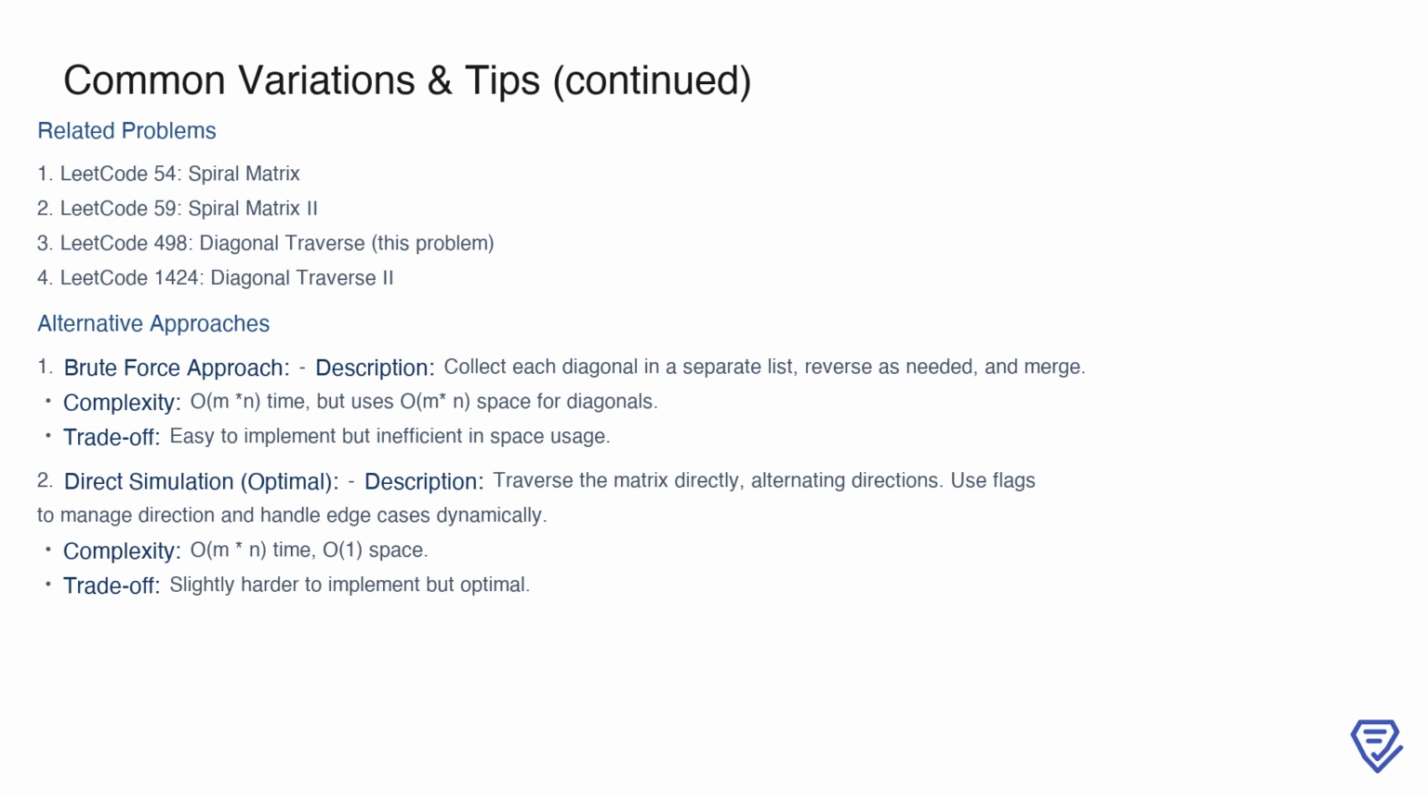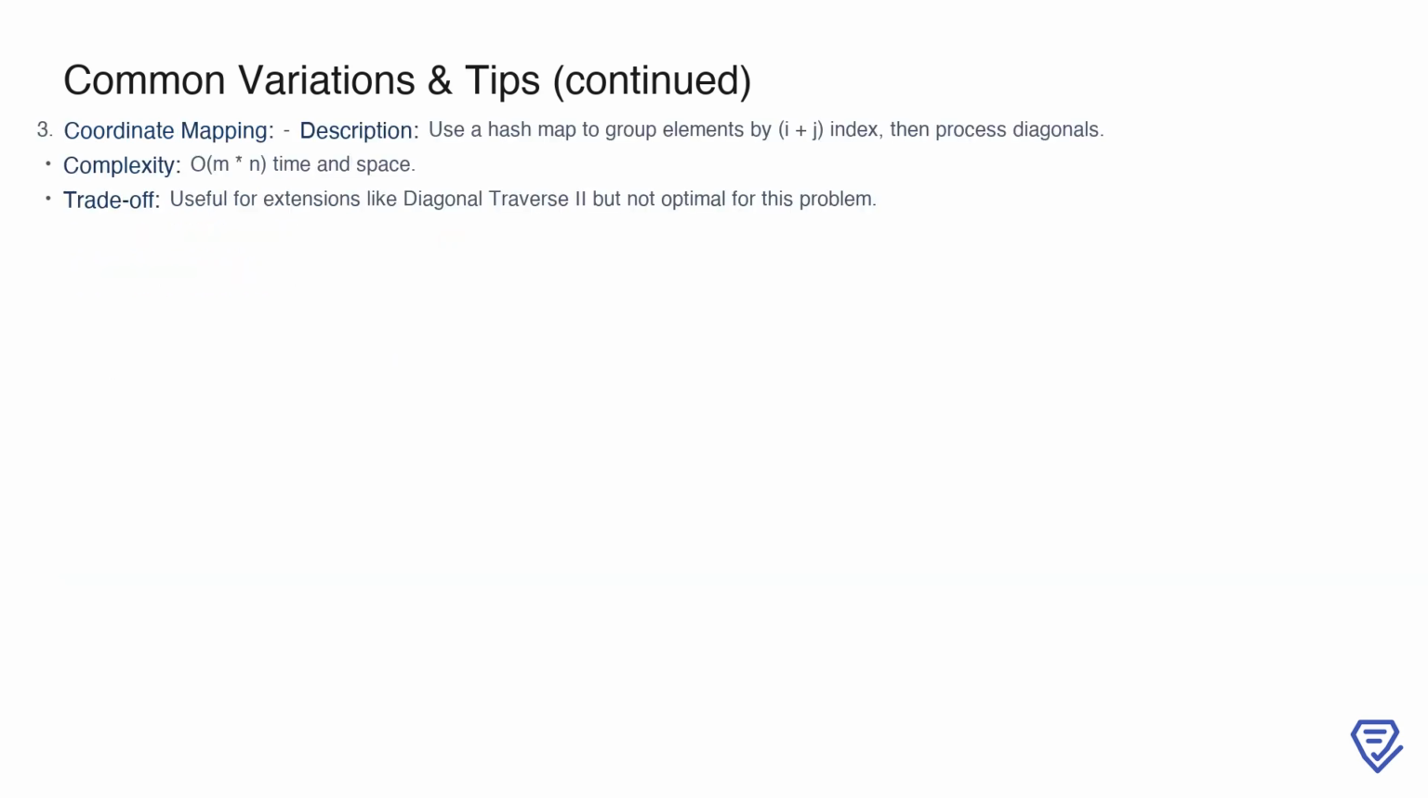A more optimal method is direct simulation, where you traverse the matrix in alternating directions while dynamically managing edge cases. This approach achieves an O(n) time complexity with O(1) additional space, making it harder to implement but much more efficient overall. Another alternative approach is coordinate mapping.